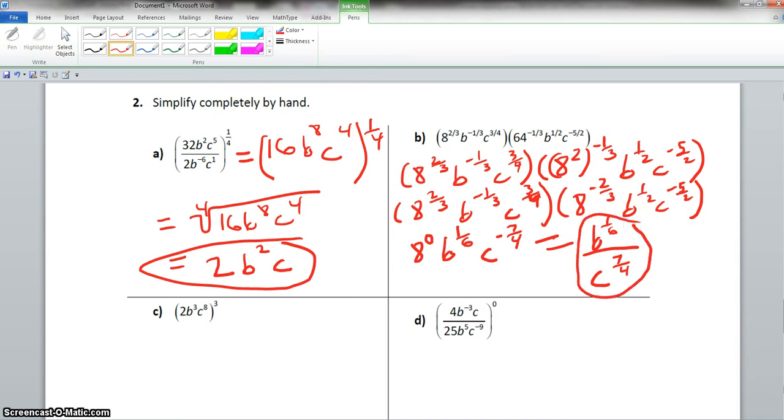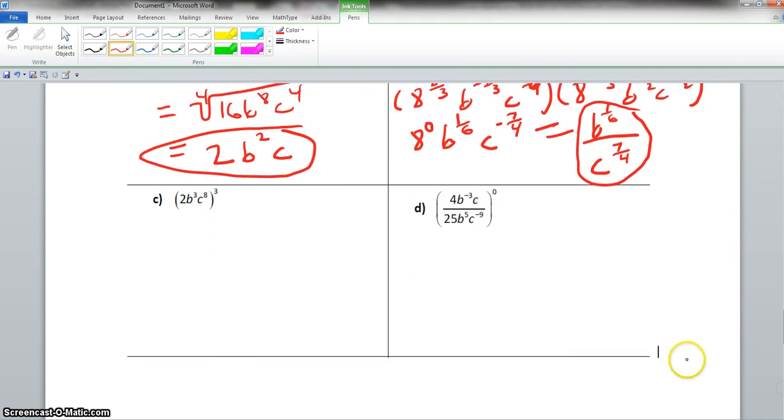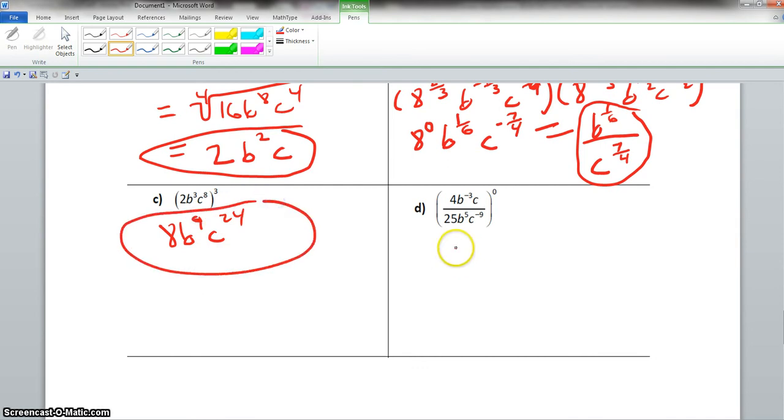And that's it. Now we scroll down here to c. We could take all these to the 3rd power. 2 to the 3rd is 8. b to the 3rd is b to the 9th. And c to the 8th to the 3rd is c to the 24th. So that took care of c. Now we go to d. All of this is taken to the 0 power, and we know that equals 1. So we're done with that problem.